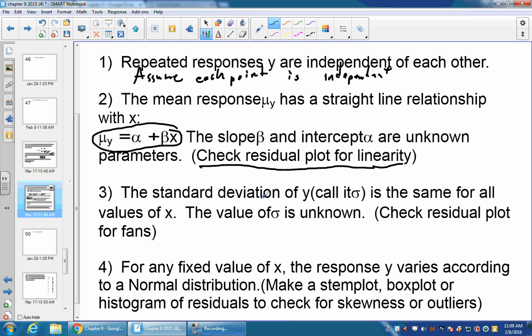We also want to check to see if our standard deviation is the same for all values of x. That sigma is unknown, but we want to just check. Again, we just look at the residual plot that we made for our second condition, and make sure there's no fans. Fans means that the standard deviation is low in the beginning and then increases at the end, or the other way around. We want the standard deviation to be relatively consistent throughout.